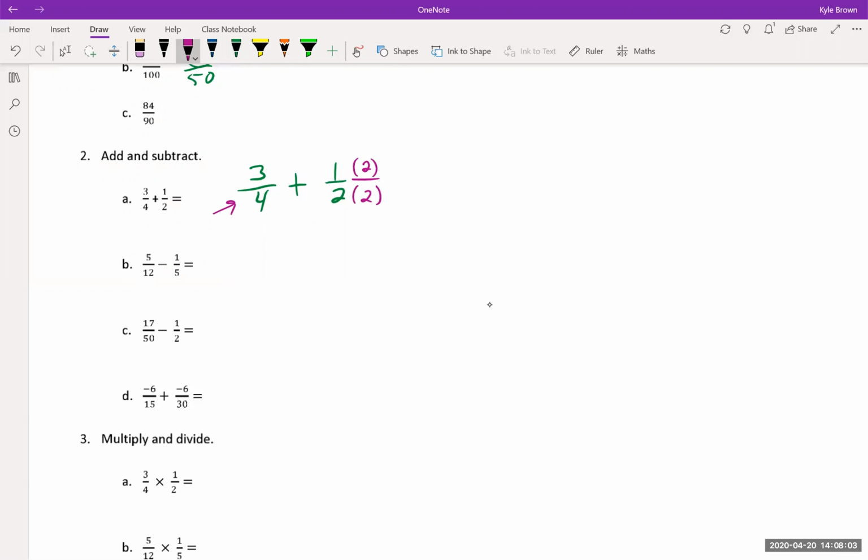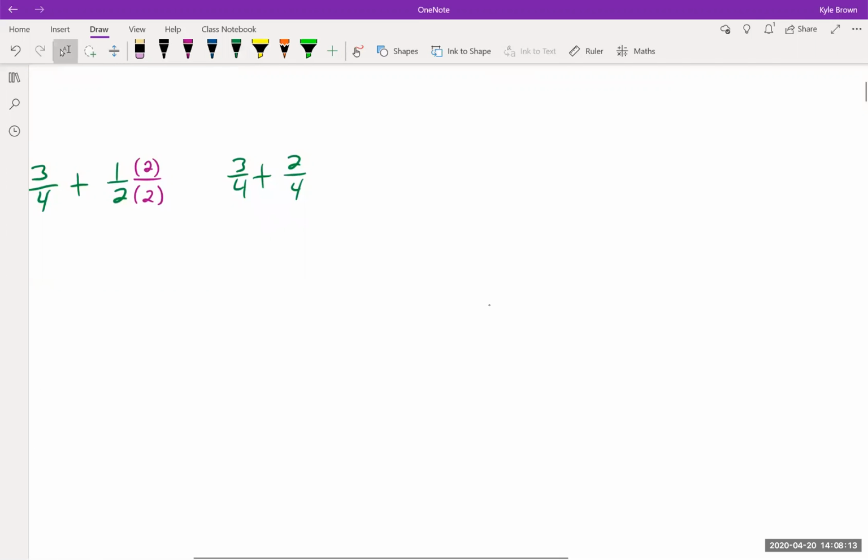And then rewriting that, you would have 3 over 4 plus, and then 2 times 1 is 2 over 4. And now we're good to go. We've got the same denominator. And then what we do is we just add the tops, or whatever the symbol is. If you're subtracting, you subtract the tops. That's going to be 3 plus 2 is 5, and then the bottom stays the same. So it's 5 over 4.